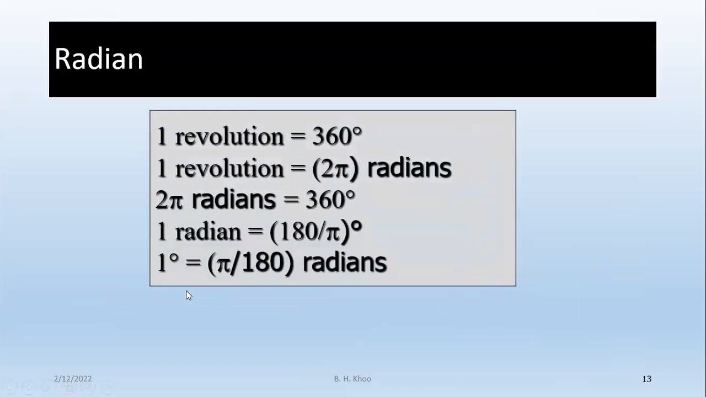And you need to remember about radian. One revolution is 360 degrees. One revolution is 2 pi radian. So 2 pi radian is 360 degrees. And then if you want to find 1 radian, you just divide by 2 pi, 360 divided by 2 pi. Remember this one, or pi equals 180 degrees. 1 degree, you just divide by 360, got that one.